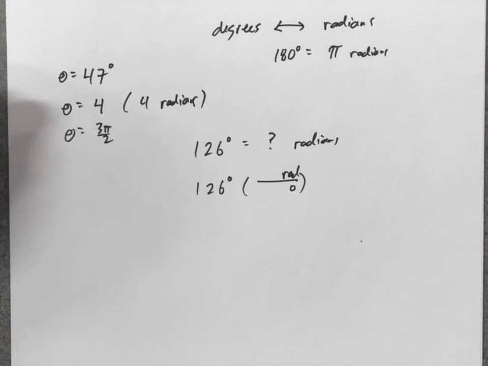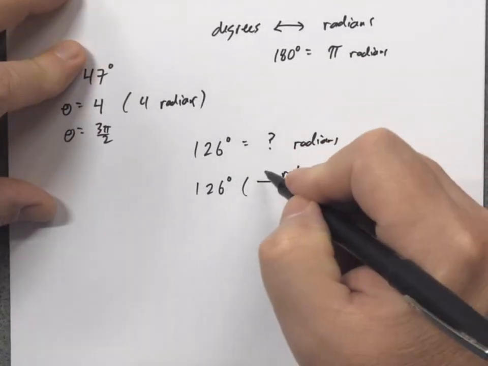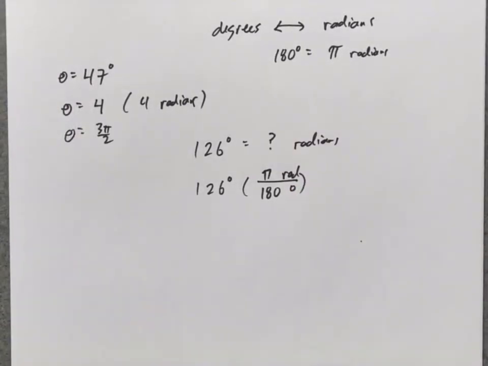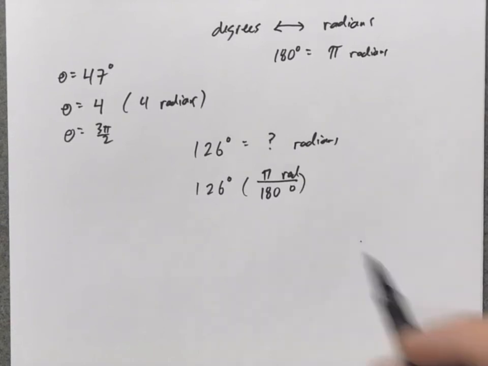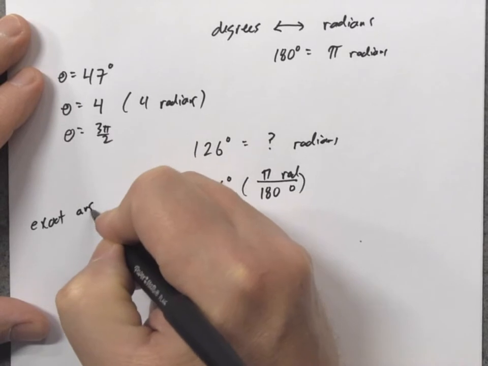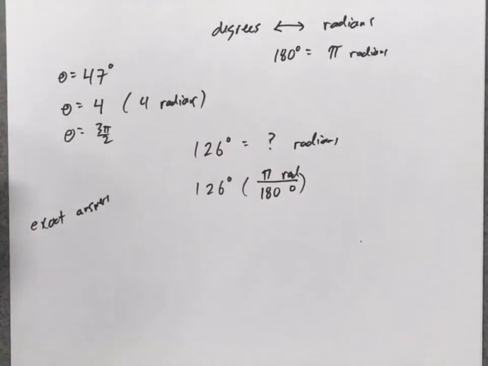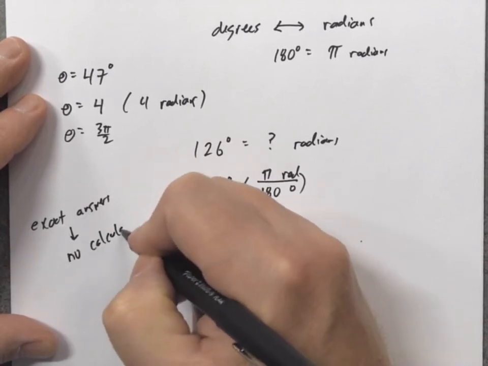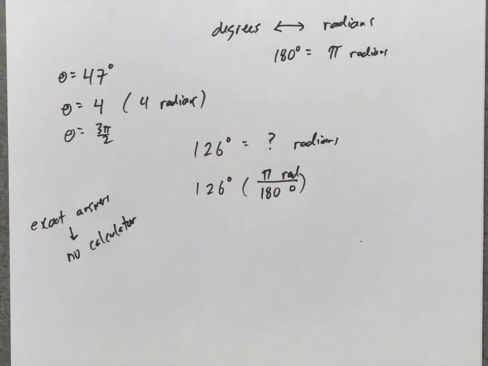And then I say, what's the relationship between degrees and radians? Well, we know there's pi radians and 180 degrees. And now here's an important principle. A lot of times in the world of trig, they will ask you to give exact answers. One rule of thumb that is almost always true is when they ask for exact answers, you can think of it as saying they don't want you to really use your calculator.